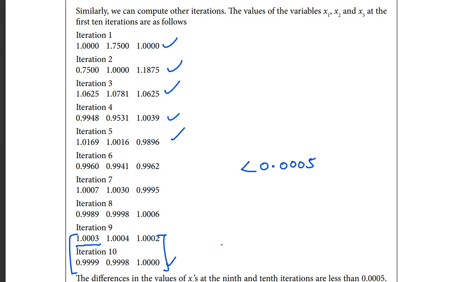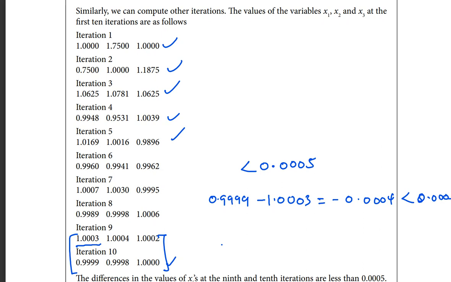So I'll do it for all the three variables. For the first one, you're going to have 0.9999 minus 1.0003. You're going to see if this will be less than 0.0005. So let's see. We have 0.9999 minus 1.0003. This gave me a value of minus 0.0004, and of course this is less than 0.0005.